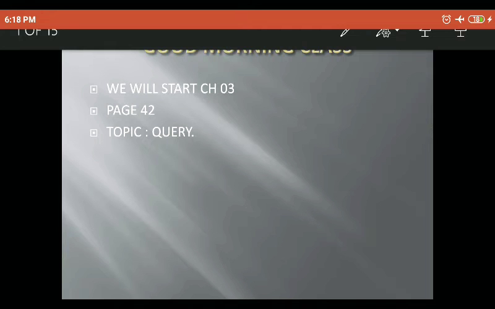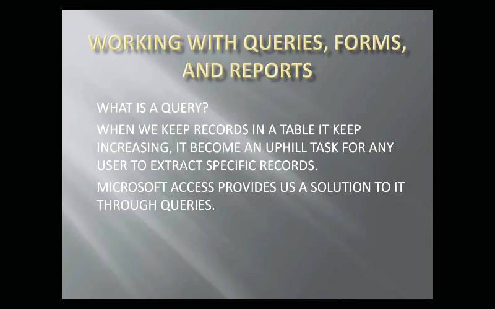Today in chapter 3, we'll start from page 42 and we will just do the topic query. Now see, the heading of chapter 3 is working with query, forms and report. The first question which I want to ask you: what is query? When we keep records in a table, they keep increasing. It becomes an uphill task for any user to extract a specific record. Microsoft Access provides us a solution to it through queries.